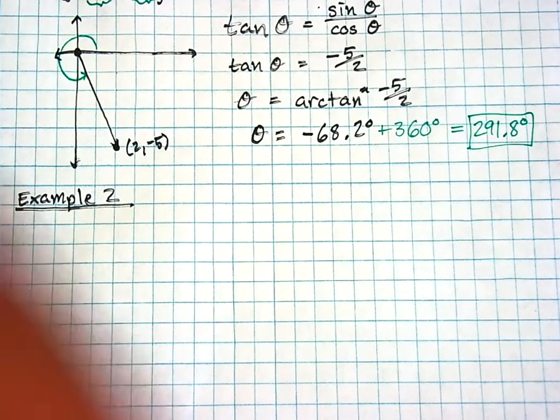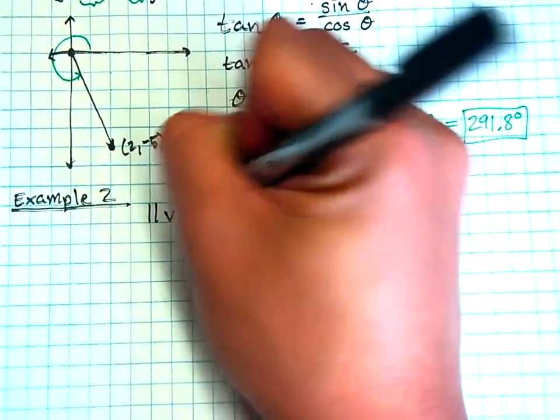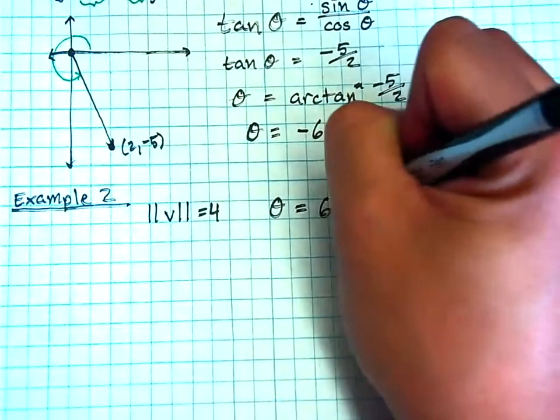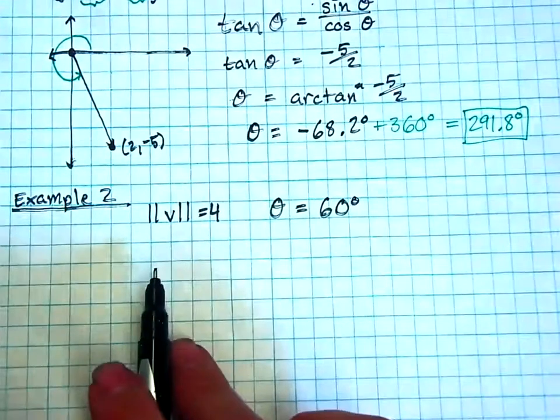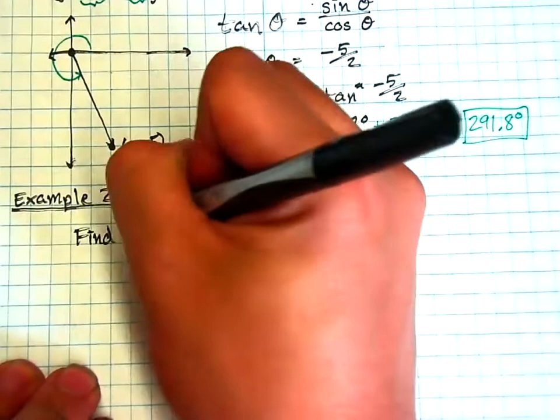What we're going to be doing is using the vector's magnitude and the direction angle in order to find the component form of the vector. So find the component form of the vector.